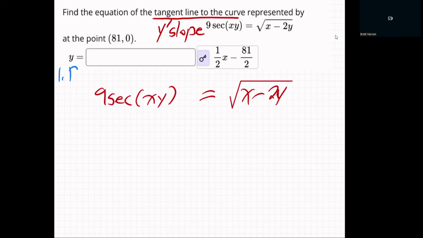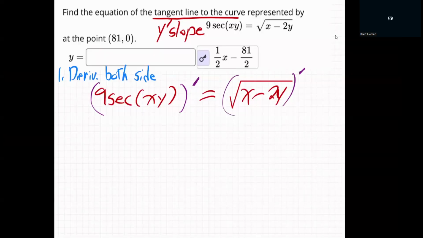Step one, derivative of both sides. We'll take the derivative of both sides, so derivative of this side, derivative of that side. How do we do the derivative of this side? Well, you know when a number is multiplying the front of a function, it just sits there when we take the derivative. Okay. So now what's a derivative of secant? Do you remember that? Derivative of secant of x is secant of x tangent of x. That's the derivative. Derivative of secant is secant tangent.